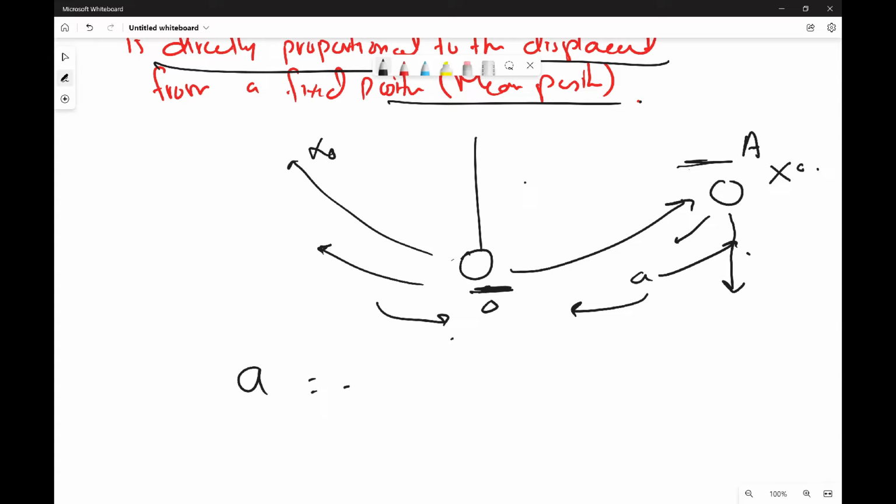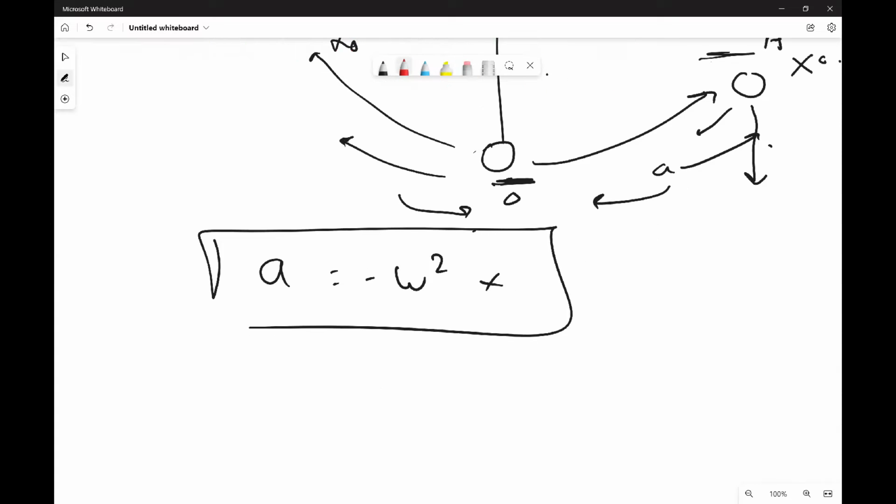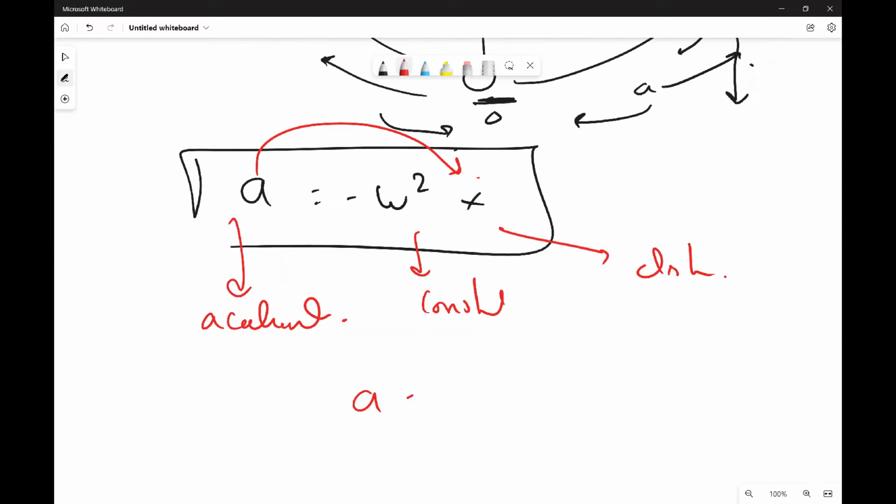a is negative omega square x. This is the formula for it. This formula represents simple harmonic motion. For instance, a is acceleration here. Omega is a constant and x is displacement. So number one, you see acceleration is directly proportional to displacement. If omega is constant, a is directly proportional to x, and this negative sign indicates the opposite directions.